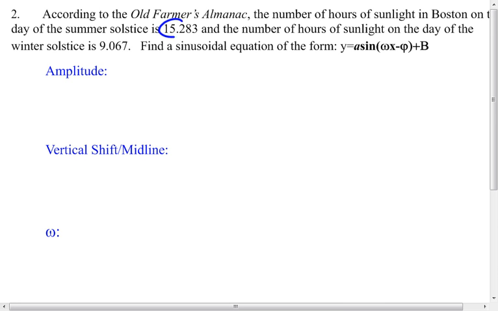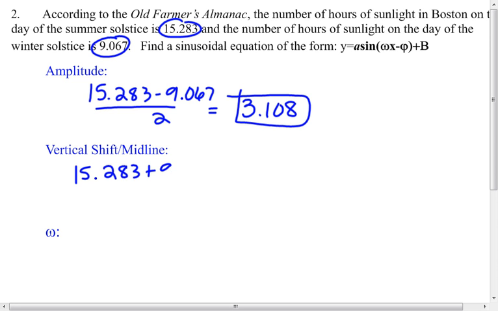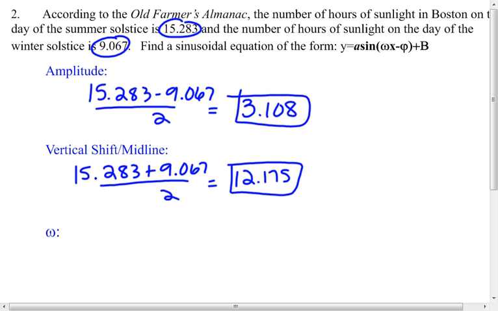Okay, so I think you can probably find your amplitude and your midline pretty easily. Obviously, this is the largest, and this is the smallest. And so to find amplitude, you will take the large minus the small, and divide it by 2. And you will get 3.108. And then for the midline, you'll take the large plus the small, and divide it by 2. And you will get 12.175.